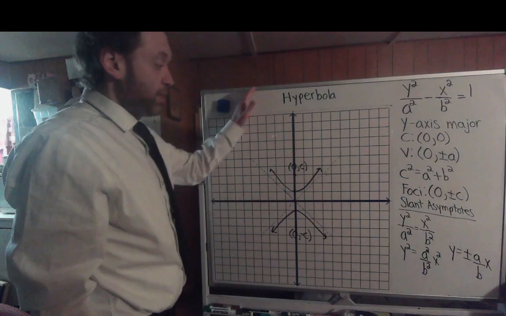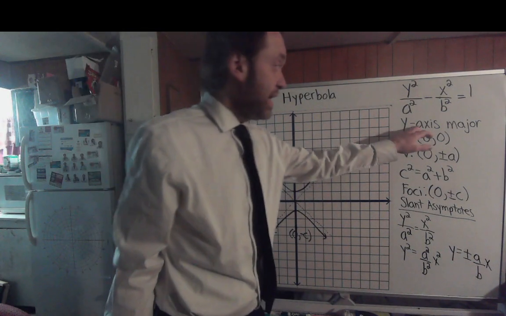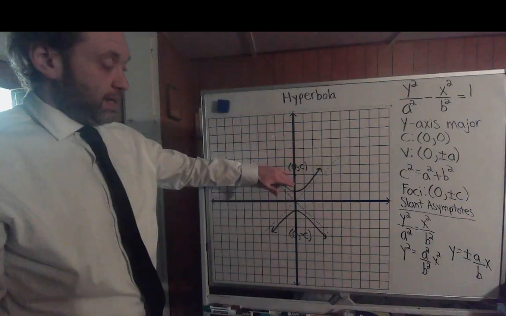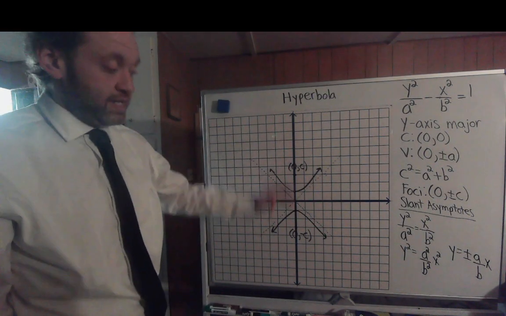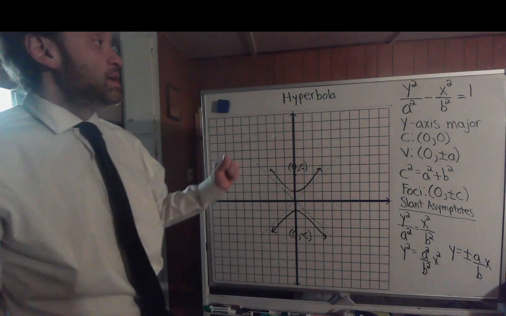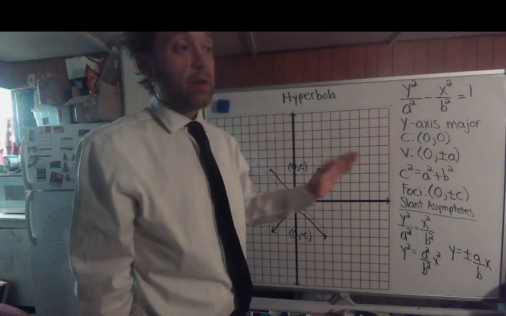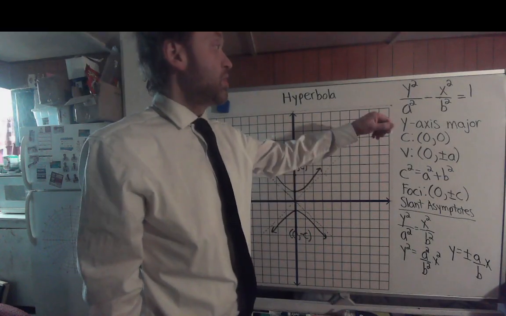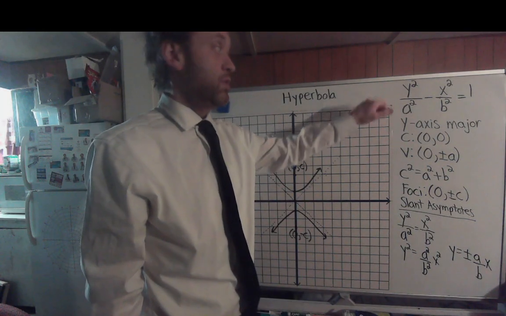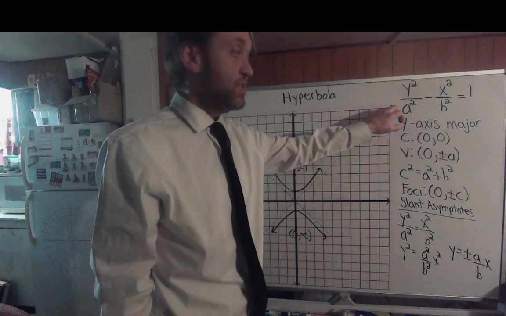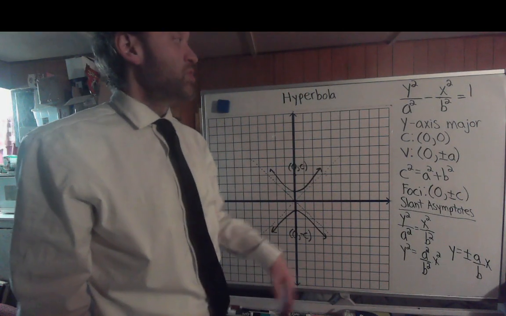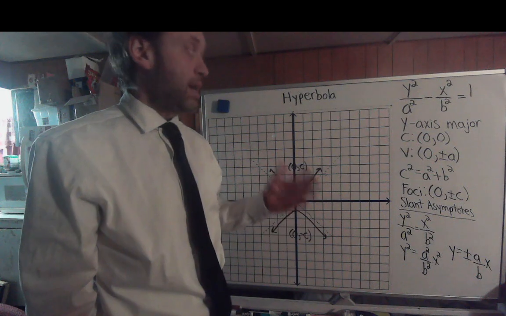So this time we have a hyperbola where the y-axis is the major axis. As you can see, if that's the case, the hyperbola goes up and down, and it's symmetric with the y-axis. So this is where the order of the variables does matter. If the y-axis is the major axis, your y variable will always come first in the equation. You'll have y squared over a squared minus x squared over b squared equals 1. So the order of the variables does matter with hyperbolas.